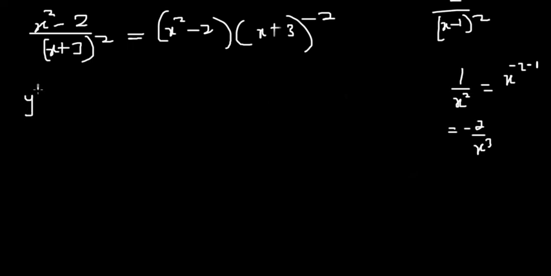So let's try to find the differential. So keep this, differentiate that. So we have x squared minus 2. So we are keeping this and then differentiating this. So differentiating this will give us what?